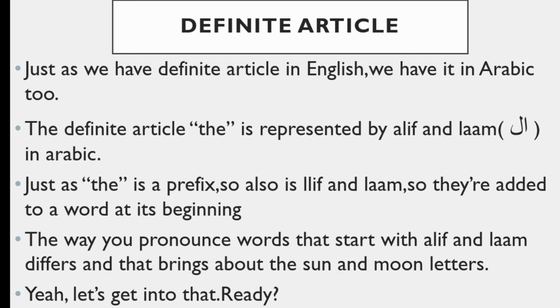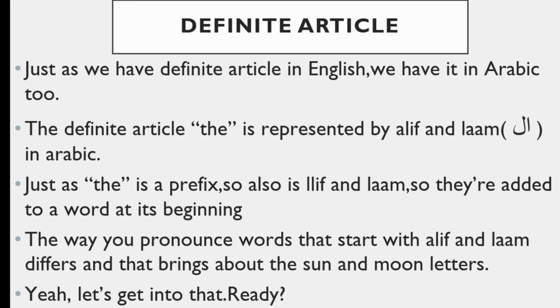Now the same thing in Arabic. In Arabic, bait means house, okay? And when we say bait, it means house, an indefinite article. But when I say al bayt, it's a definite article because it has alif and lam. Therefore, the way you pronounce words that start with alif and lam differs, and that brings about sun and moon letters. So the way I said al-baytu, that's not always the case with all the letters, okay? So let's get into that already.